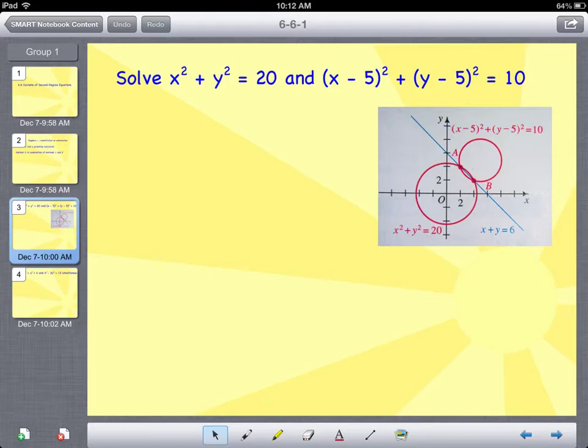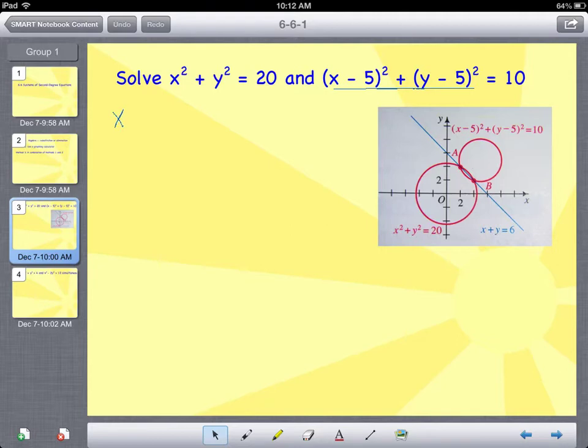So we need to figure out where these circles intersect. Circles can intersect in 0, 1, or 2 places. And this diagram shows us that we're looking for 2 solutions. Okay, so here we go. I feel the best way is to use elimination. In order to do that, I'm going to have to expand (x minus 5) squared and (y minus 5) squared. So I'll go ahead and do that here.